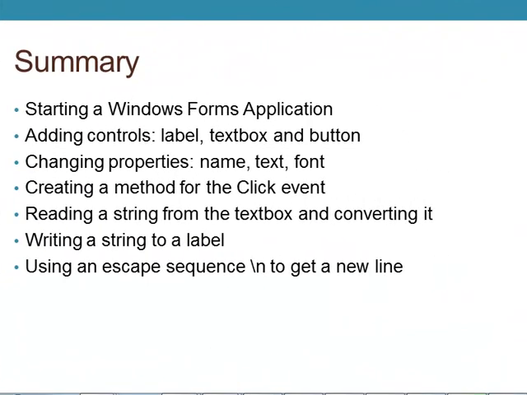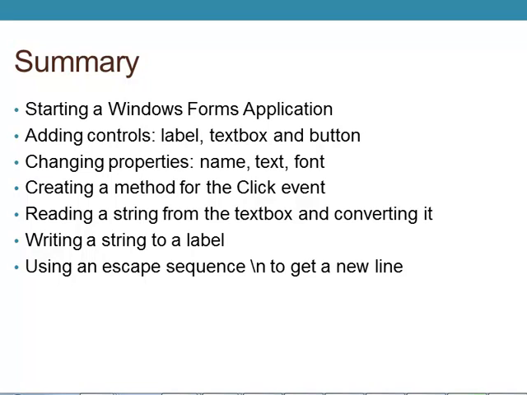I hope this has helped clarify how to create and start a new graphical user interface application in Visual Studio. We went through adding controls. We used the three simple ones: a label, a text box, and a button. I showed you how to change properties, both the name, the text, and on the labels I changed the font. Remember, the name is how you call it within the program. The text is what is displayed.